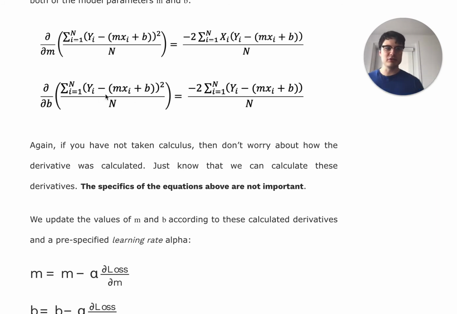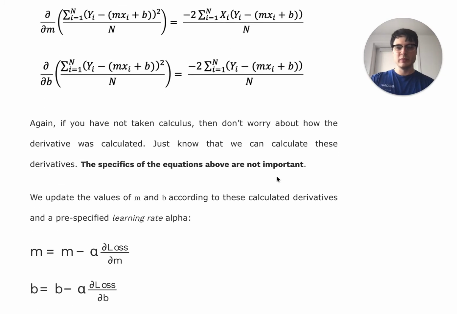And so using derivative rules from calculus, we know that the derivative of this equation with respect to m is this equation, and the derivative of that same equation with respect to b is this equation. Don't worry about the specifics there. If you've taken calculus, this should be obvious. If not, don't worry about it. Just know that there's a mathematical way to calculate the rate of change of an equation with respect to a certain variable in that equation.